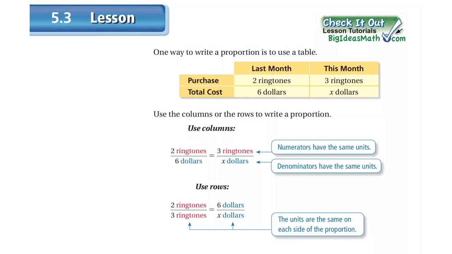Because it is a proportion, it has to be two ratios set equal to each other. So they use the columns in their first way of doing this. 2 ringtones per $6 equals 3 ringtones per X dollars. Or they could have used the rows. 2 ringtones to 3 ringtones is the same as $6 to X dollars. Either way is fine, but if you stick with one way, then you'll probably get them right.